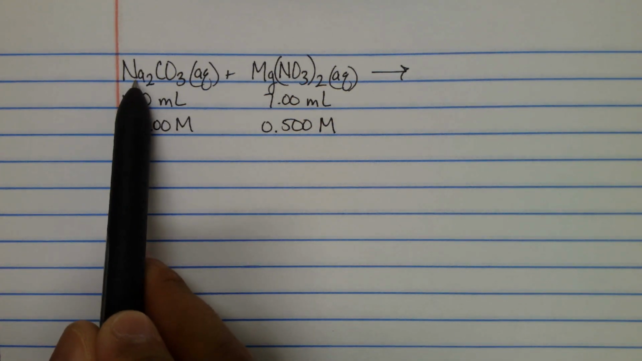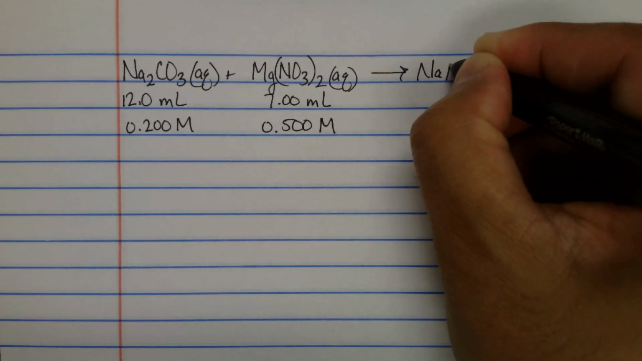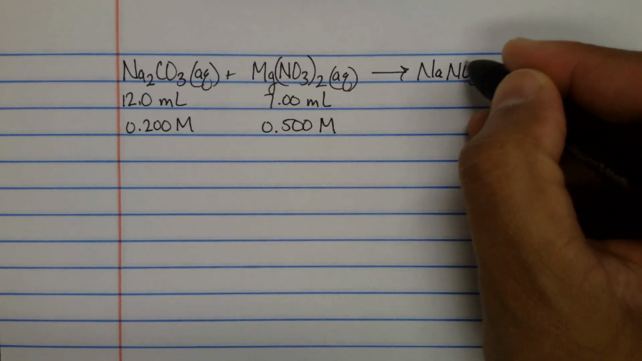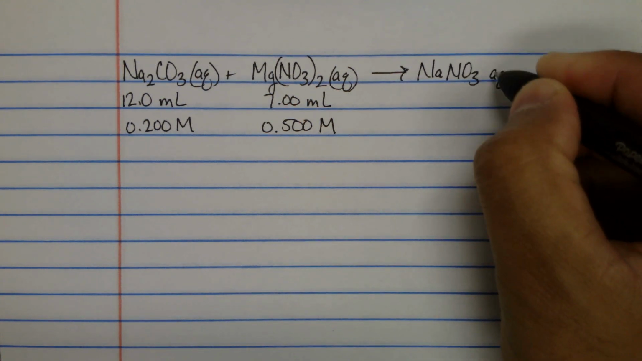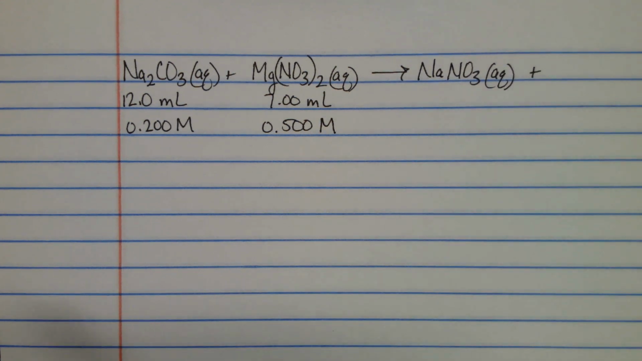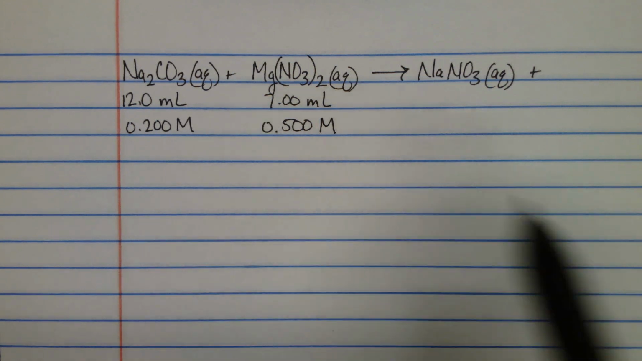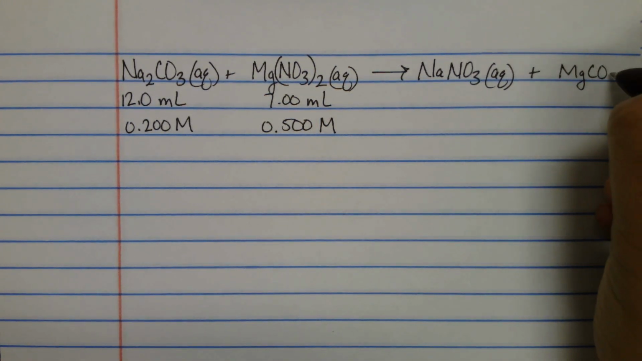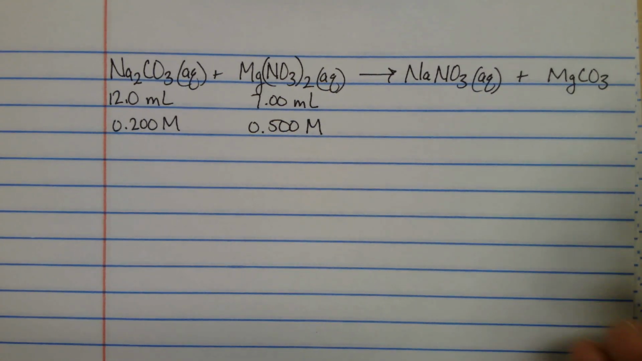So one product would be the sodium and the nitrate. The formula for sodium nitrate is NaNO3, and so by solubility rules, nitrates are aqueous, alkali metal ion salts are typically aqueous, so we'll write aqueous there. And our other product would be the magnesium and the carbonate. So the formula for magnesium carbonate is MgCO3.